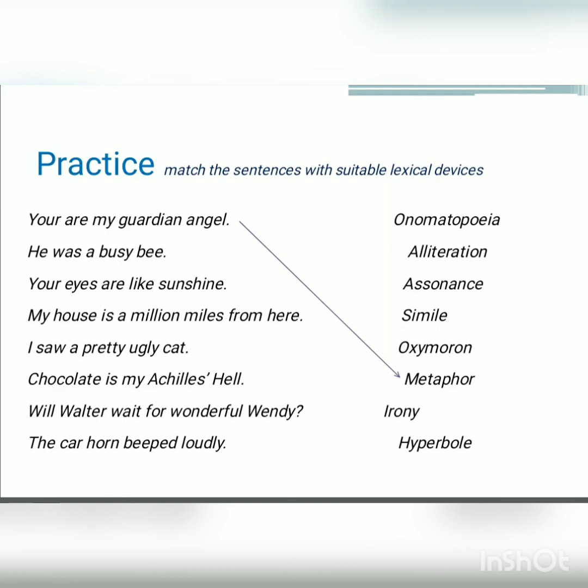Chocolate is my Achilles heel. Achilles heel is used when we want to describe someone's weak point, and it's taken from the ancient Greek myth. It is allusion. You are right. Next, will Walter wait for wonderful Wendy? What do we see? We see the repetition of the consonant sound W. It is alliteration.